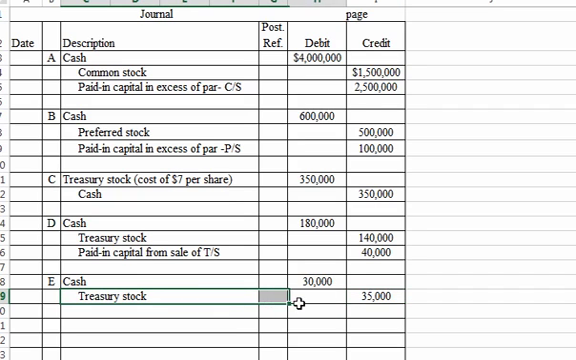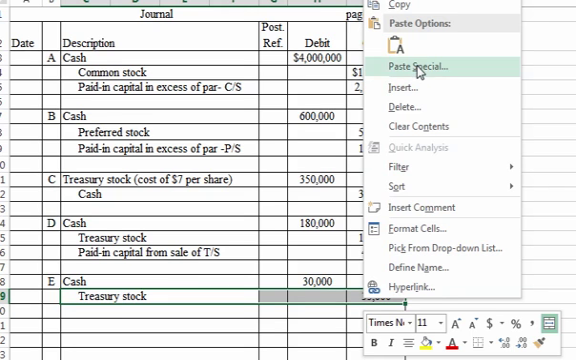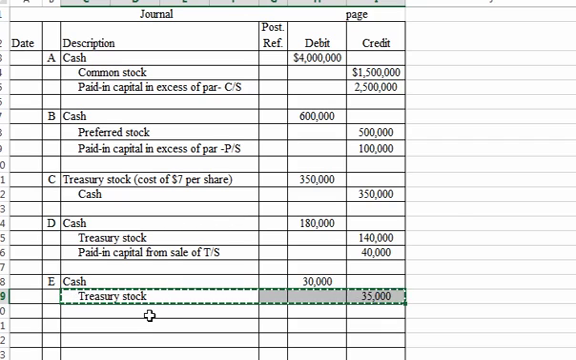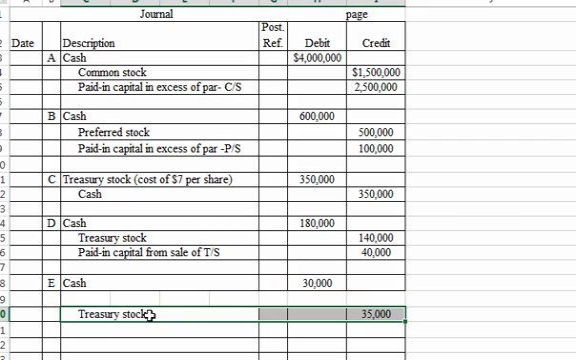Well, that means we need room for another debit, so I'm going to move this one down. It's no problem when that happens. You just hit cut. I'm going to do this. Copy.